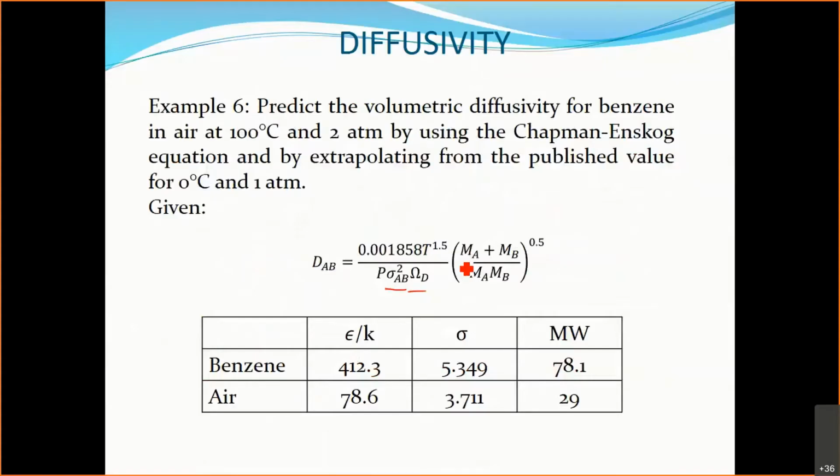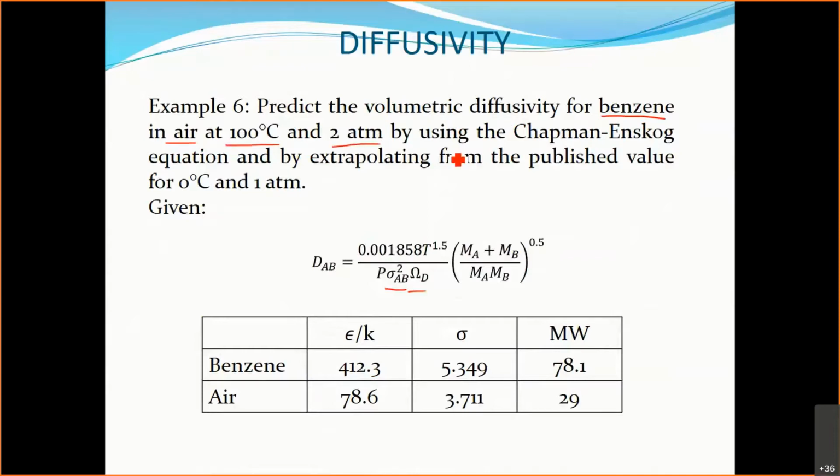So example number 6 is saying that predict the volumetric diffusivity, or your volumetric diffusion coefficient, for a system of benzene in air. Okay, so your system has benzene, one component, and the other component is air. So that is your two component. And the system is at 100 degrees Celsius and 2 atm.